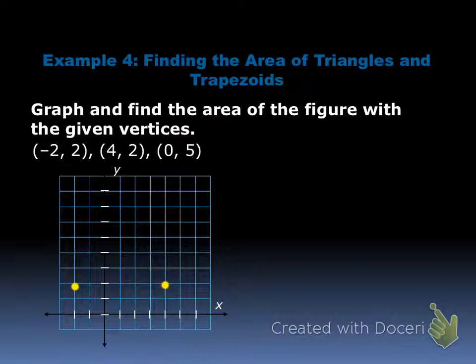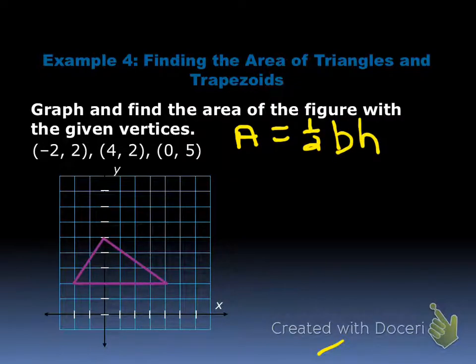And we don't go anywhere on the x-axis, and up 5. We only have 3 points, so we know that this is going to be a triangle. So now we'll go ahead and connect those points. We have our triangle drawn here now. Now to find the area, you have to remember, what is the formula for finding the area of a triangle? Area equals 1/2 the base times the height.